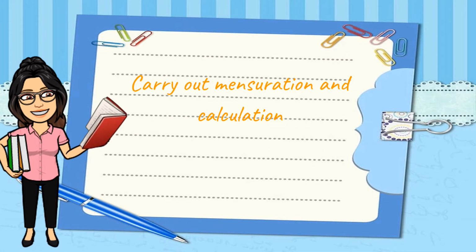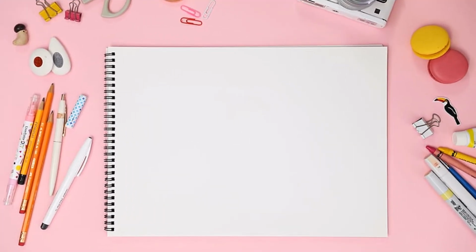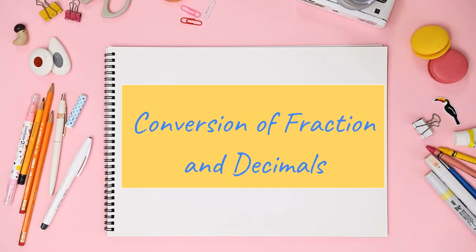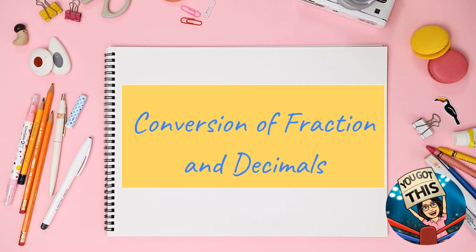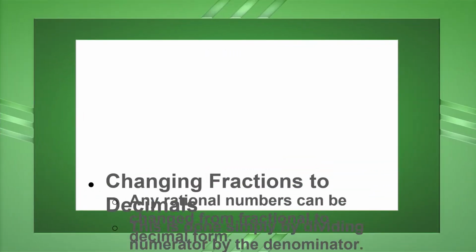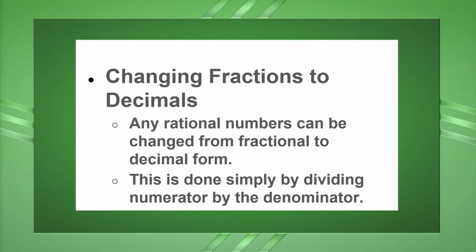Now, let's carry out mensuration and calculation. Let's proceed with the conversion of fraction and decimals. Changing fractions to decimals. Any rational numbers can be changed from fractional to decimal form. This is done simply by dividing the numerator by the denominator.